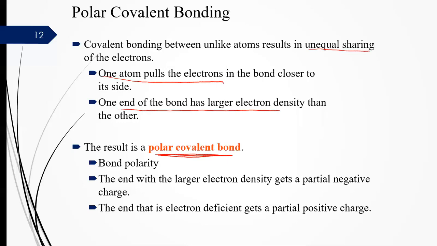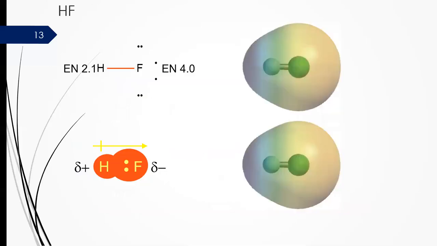So the end that is electron deficient gets that partial positive charge. If you don't spend as much time with the electron, that atom gets the partial positive. The one with the larger density gets the partial negative because it's holding on to those electrons a little bit more. And so this is kind of a visualization of that.